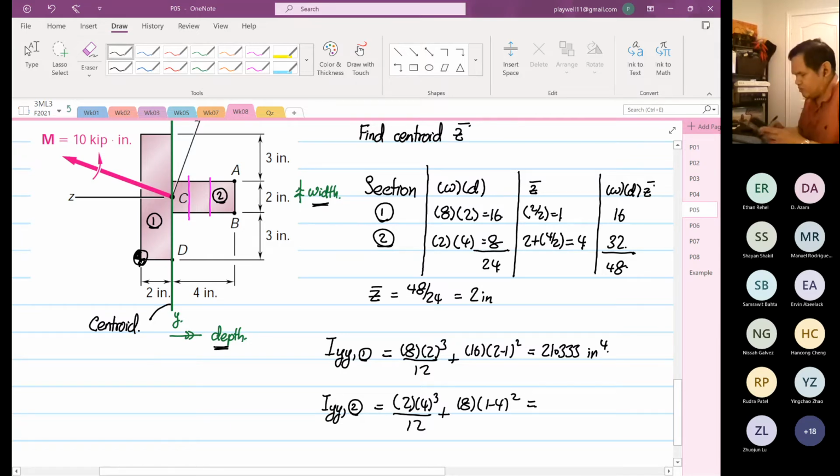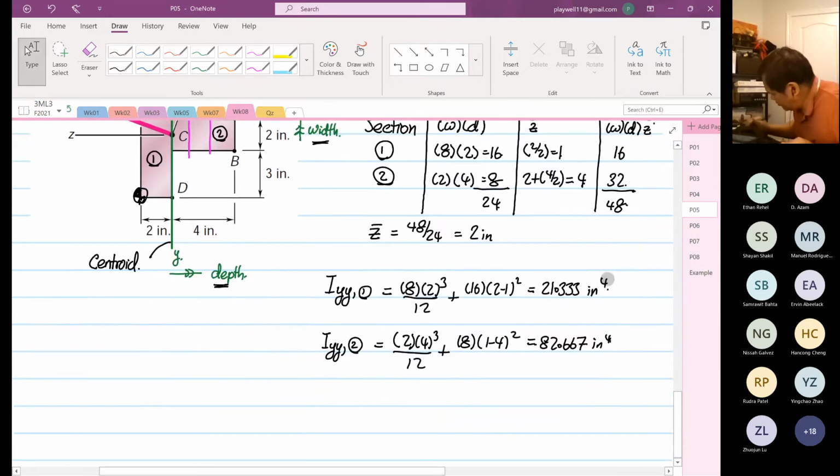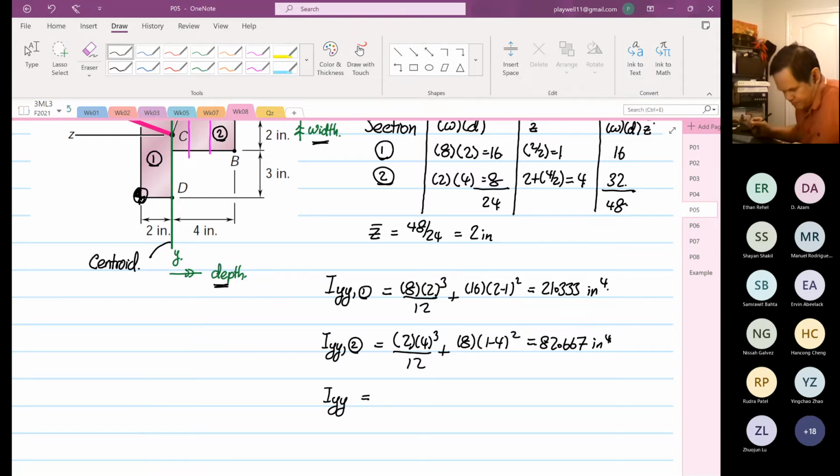So 2 times 4 power of 3 divided by 12 plus 8 times 1 minus 4, close bracket, squared is equal to 82.667. So now we know where IYY is. IYY is 21.333 plus 82.667, which is equal to 104. Okay, I get 104 for IYY.